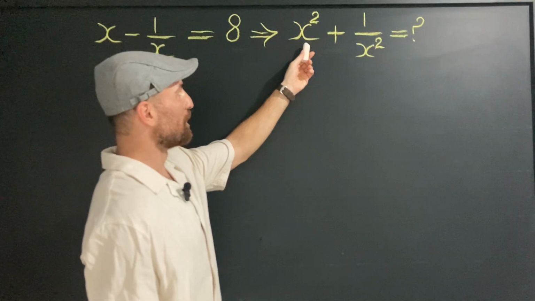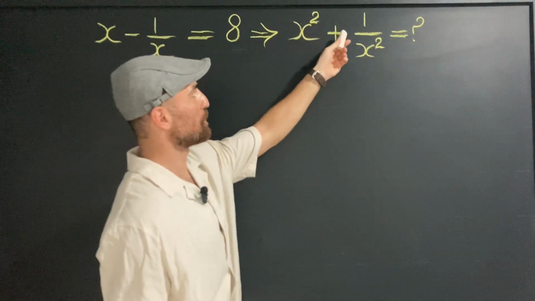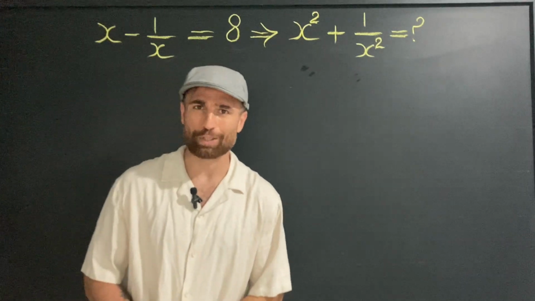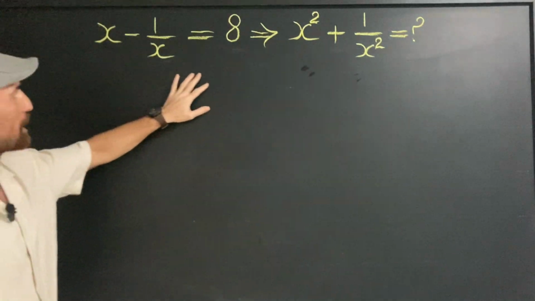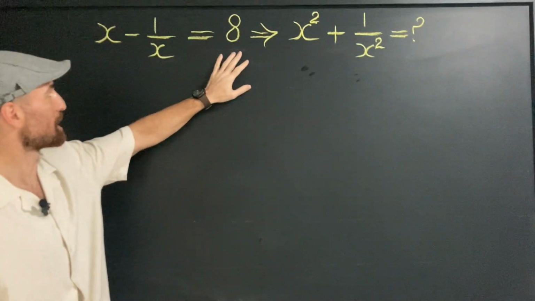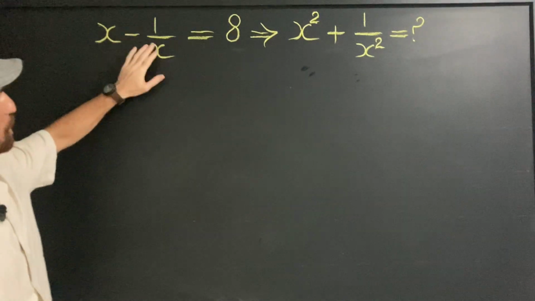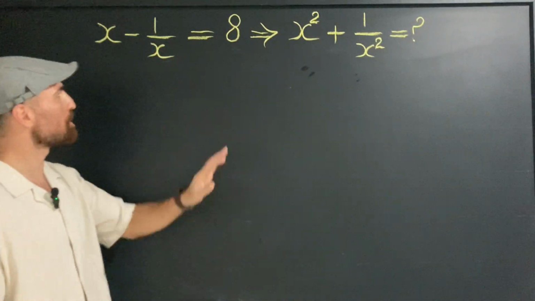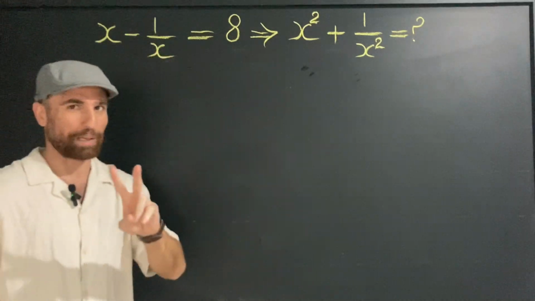We are going to find a value of x squared plus 1 over x squared. Alright, but where should you start the solution? By working on this important information of the question that says x minus 1 over x equals 8. How? Let's raise both sides of this equation to the power of 2.